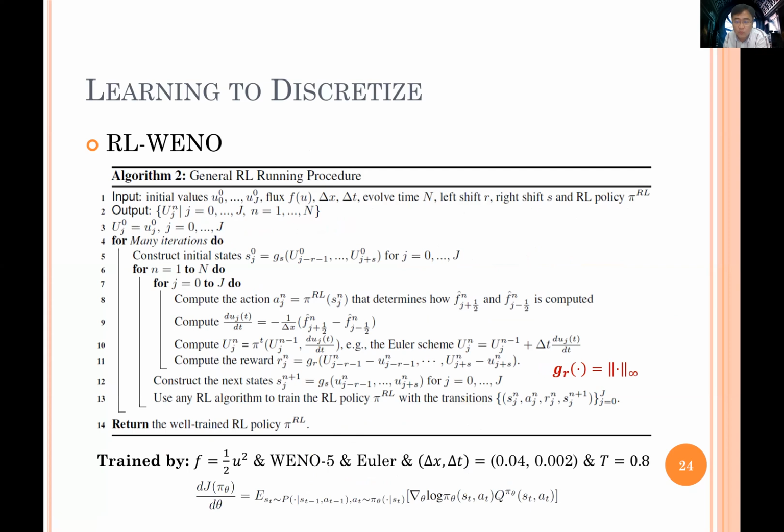We use the local infinity norm as the reward, so that it can suppress oscillations. This is something that we do not want to see. We train it on a specific flux, and also on the Euler discretization in time, with WENO 5. And this is the spatial temporal discretization, and this is the terminal time.